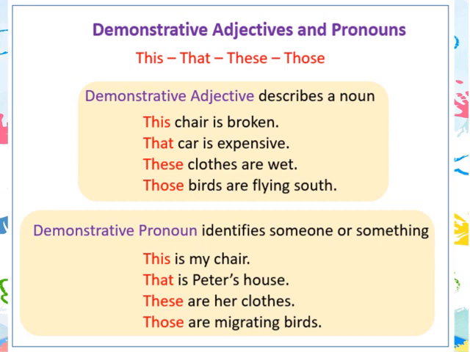On the other hand, demonstrative pronouns identify someone or something. For example, this is my chair, that is Peter's house, these are her clothes, those are migrating birds.